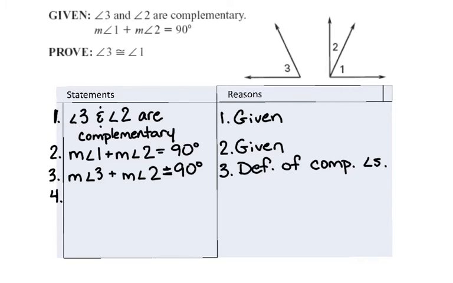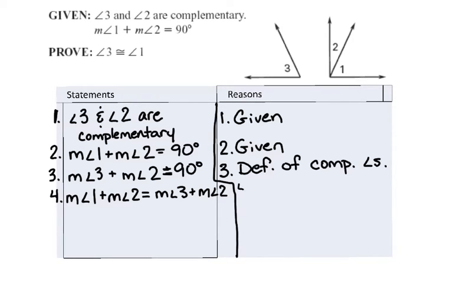Okay, 4. We know this statement right here to be true, that the measurement of angle 1 plus the measurement of angle 2 is equal to the measurement of angle 3 plus the measurement of angle 2. And that we know to be true because they both equal 90 degrees. So we can substitute this in for this, or the other way around. So the substitution property is what we just used for this fourth statement.